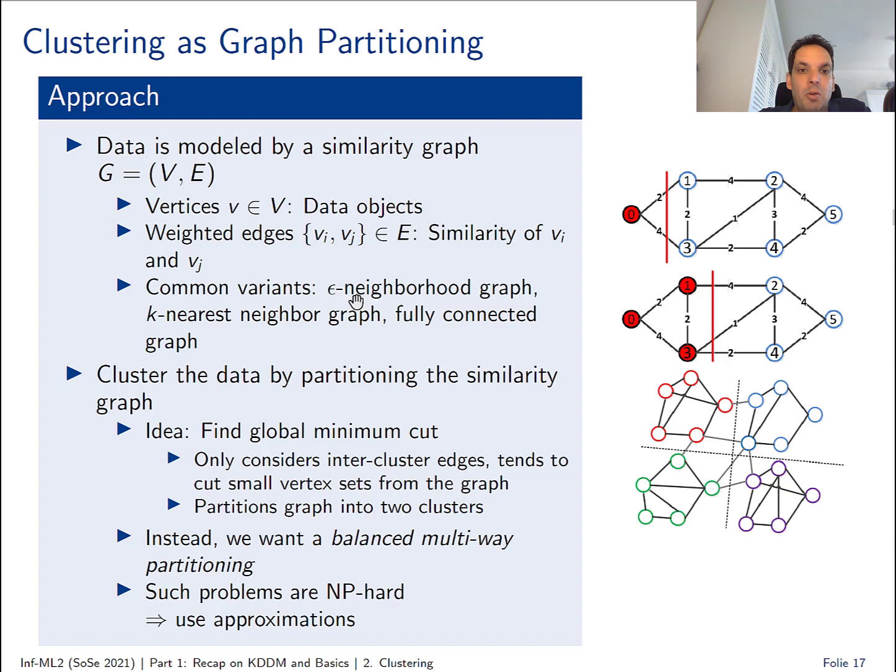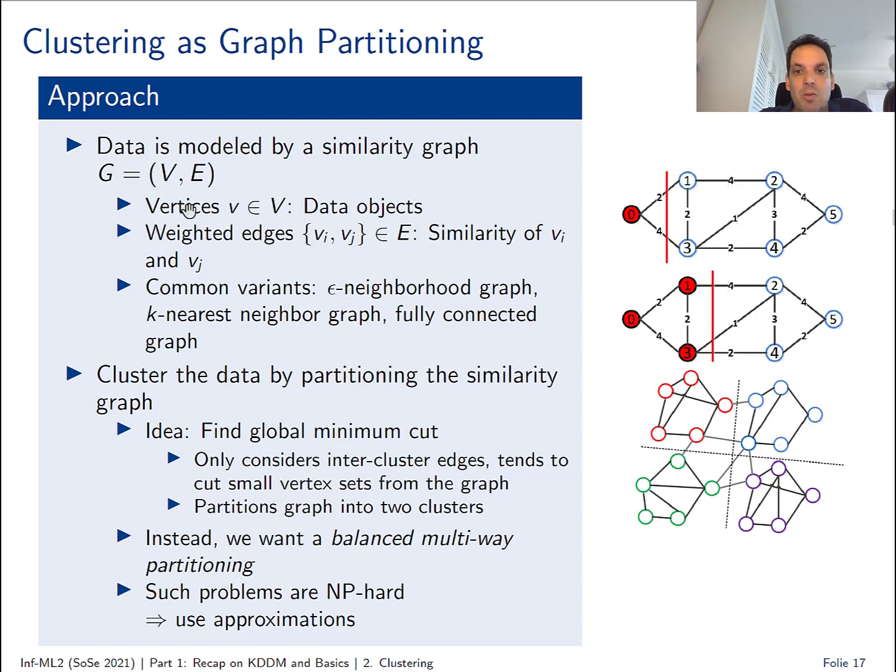Yeah, so you can use here epsilon neighborhood graphs, or you can use the k-nearest neighbor graph, where you only consider edges between the k-nearest neighbors of objects, and so on. And of course, the so to say worst case is that you just take a fully connected graph. So there's just variance in terms of what kind of edges you actually allow between the nodes, the vertices, the objects.